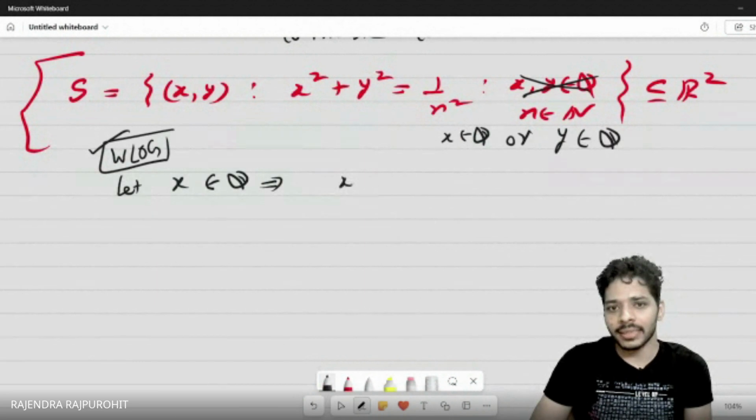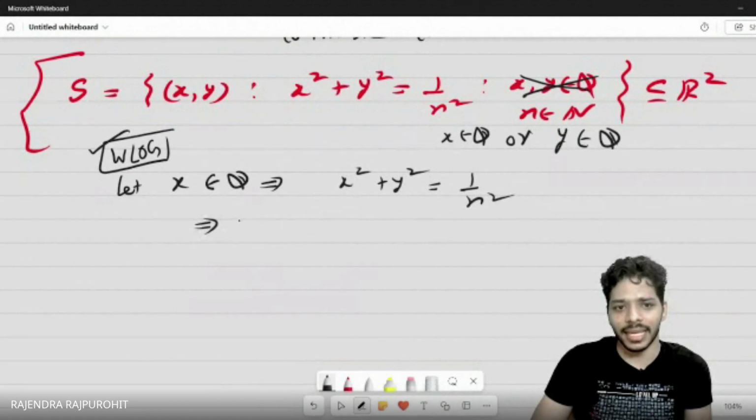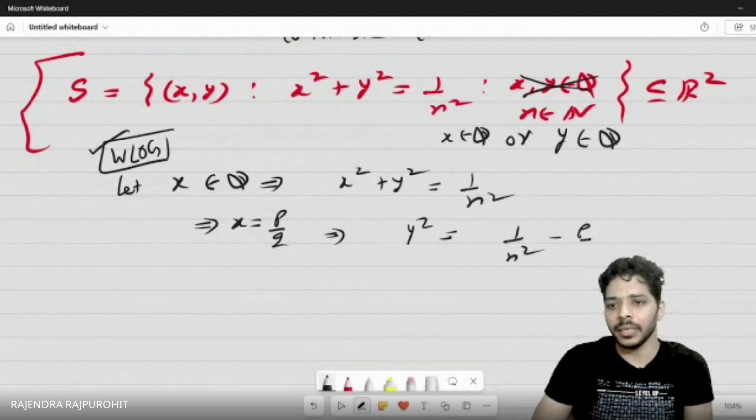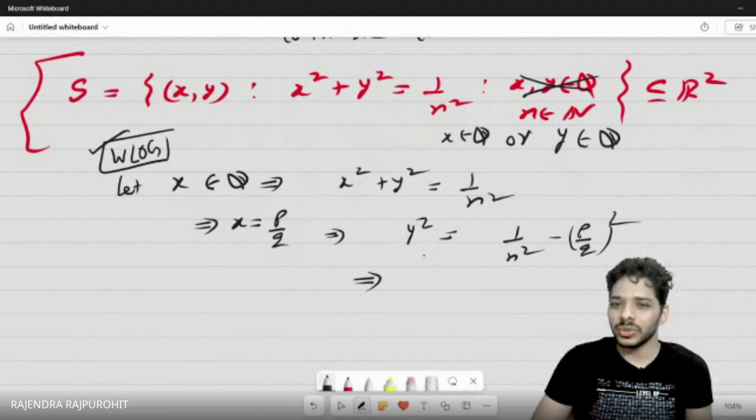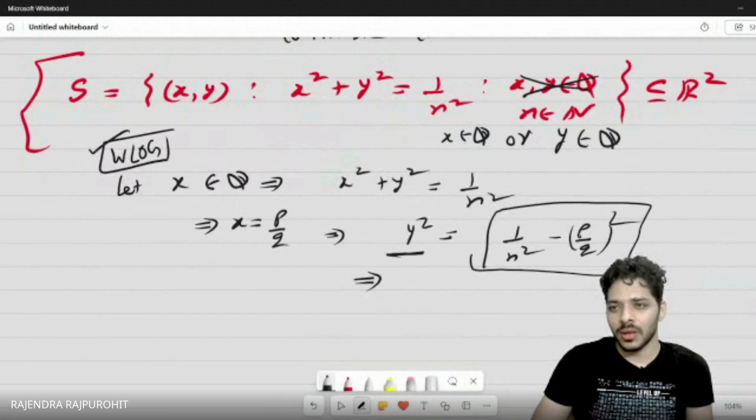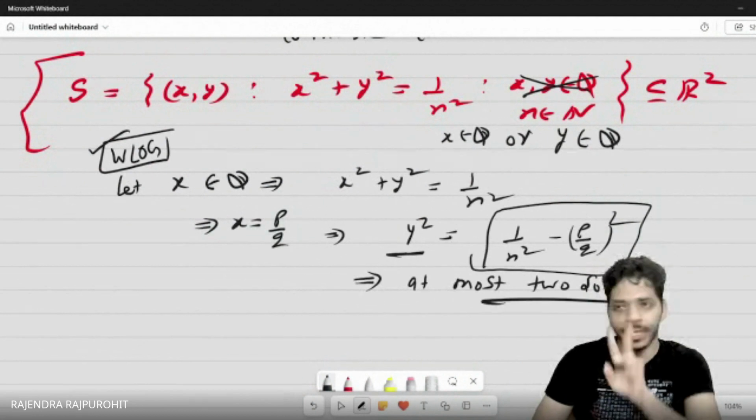So let X belong to Q. This implies X square plus Y square is equal to 1 upon n square. Now X is in Q. This implies that X must be some P square upon Q square, you know, P upon Q whole square. This implies I have that Y square equals 1 upon n square minus P upon Q whole square. Can you say anything about the Y? You have taken X from the Q and you are getting Y to be the square root of this. It's simply that at most 2 solutions, because it is a square equation, at most 2 solutions.